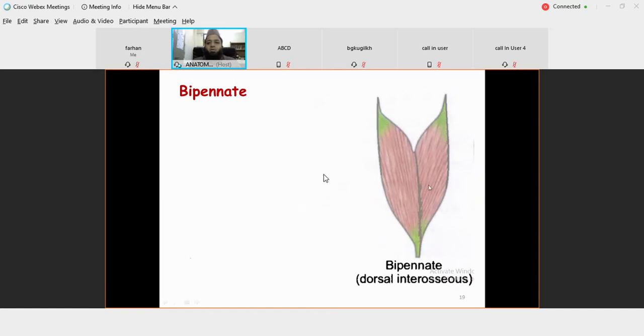Then moving on to the bipinnate structure, we have got this, and this is the dorsal interossei. We saw the palmar. So two muscles are there adjacent to each other. One is on the palmar aspect, one is a little bit dorsal to it. They are named as palmar interossei and the dorsal interossei.